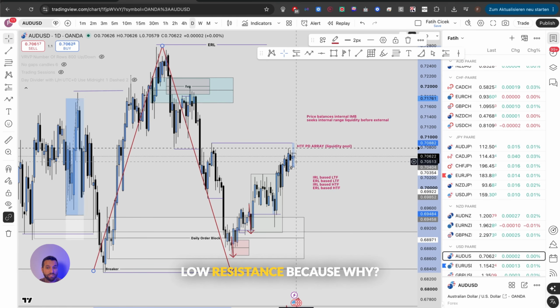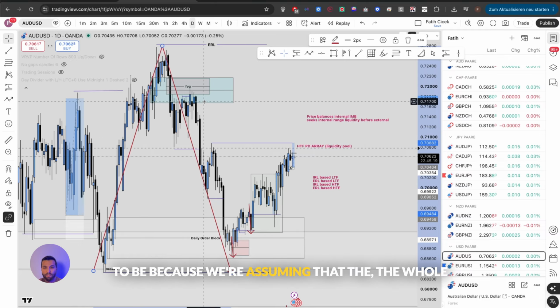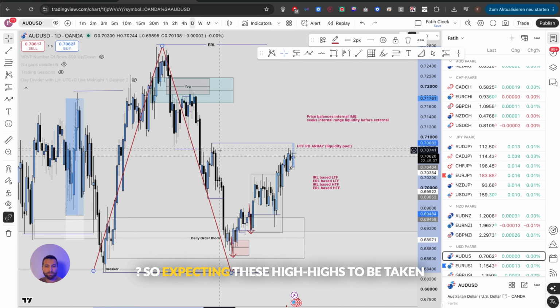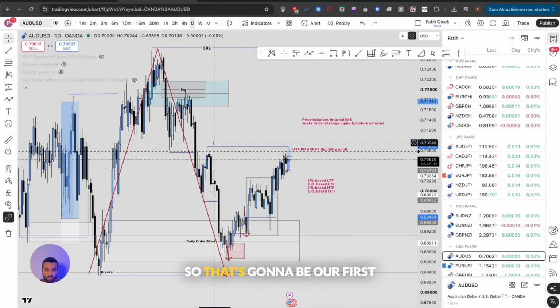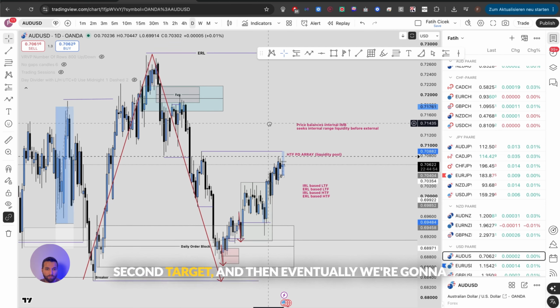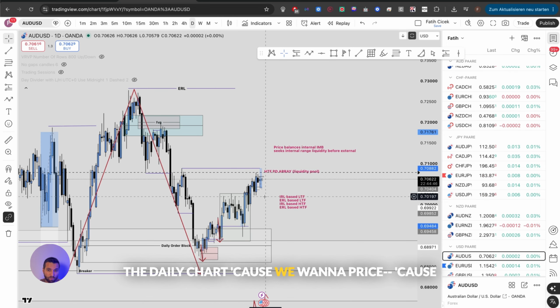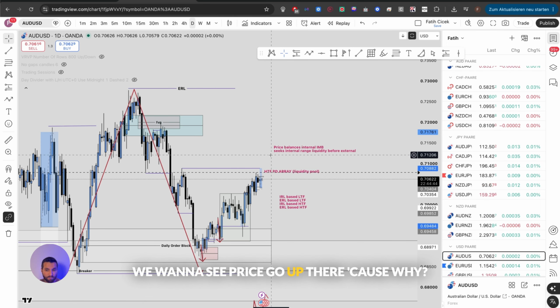It's going to be low resistance because we're assuming that the whole wave has now changed and price is going up in the contrary direction. So we're expecting these highs to be taken. That's going to be our first higher time frame target. This fair value gap over here is going to be our second target. And then eventually we're going to target the external range liquidity based on the daily chart, because we want to see price go up there.